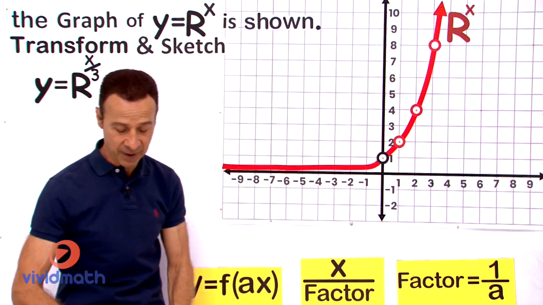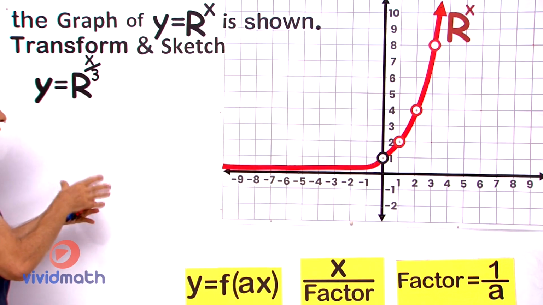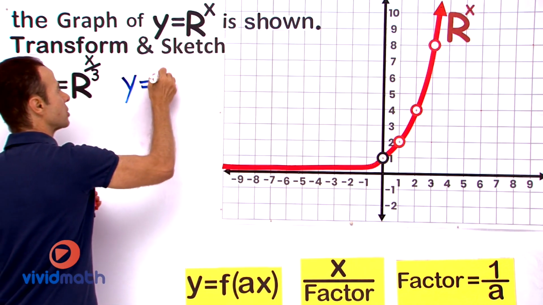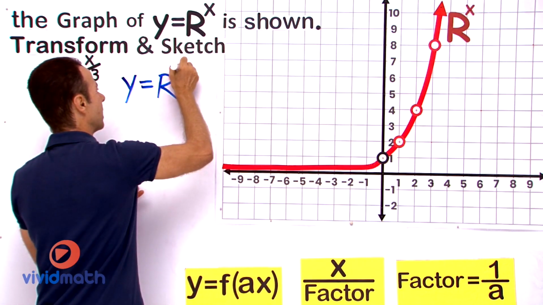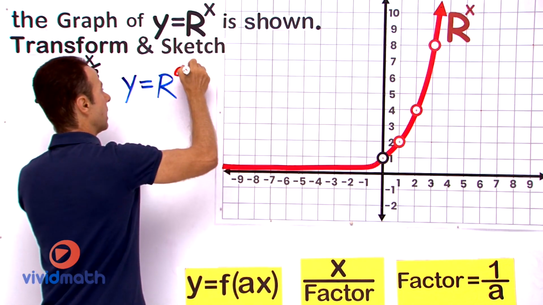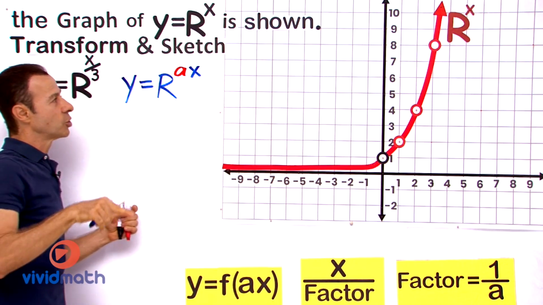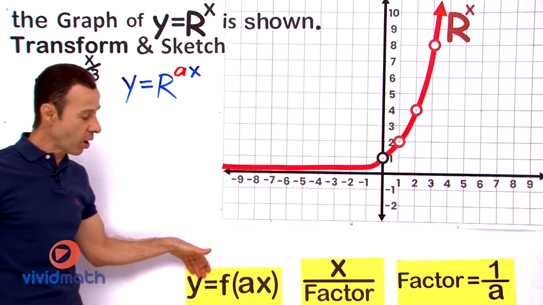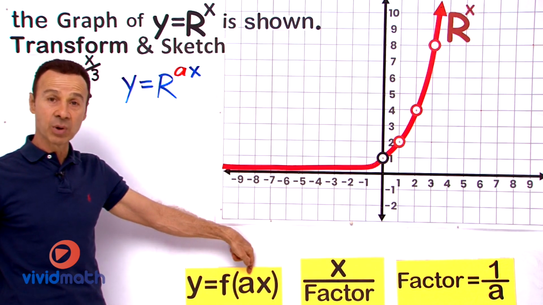So let's begin here. Now we know y equals r to the x on 3. We want to put it in the form of y equals r to the power of ax, where a is that coefficient that helps us determine the scale factor. That coefficient is in this format: we have y equals function of ax. That's the coefficient a we're looking for.